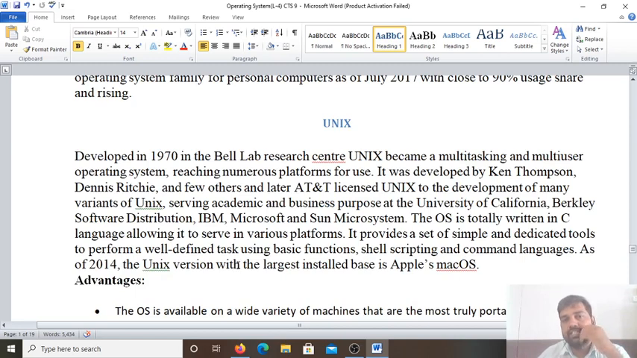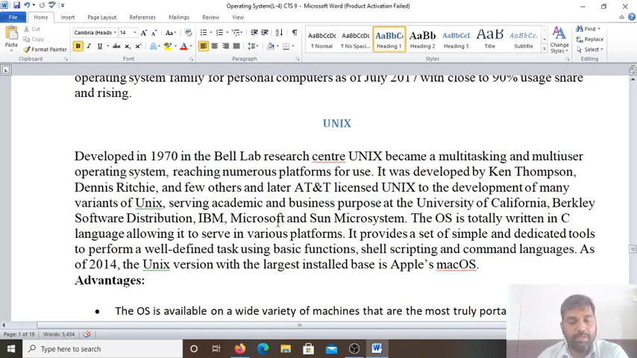Now Unix. Unix was developed in 1970 at the Bell Lab Research Center. Unix became a multitasking and multi-user operating system, reaching numerous platforms for use. It was developed by Ken Thompson, Dennis Ritchie, and a few others at AT&T, which licensed Unix, leading to the development of many variants of Unix. The high level of security and regulated access to data are the main features of this operating system. It is a very secure operating system, and many servers are using it.